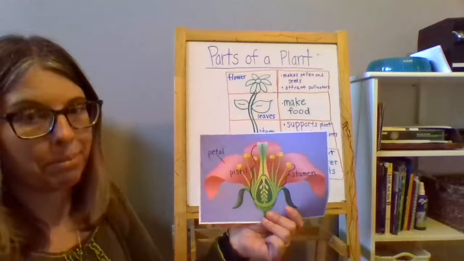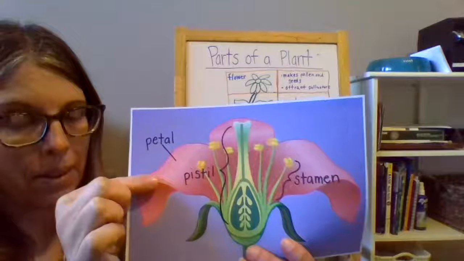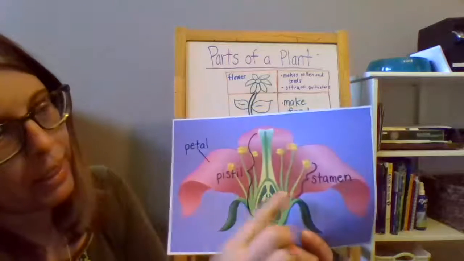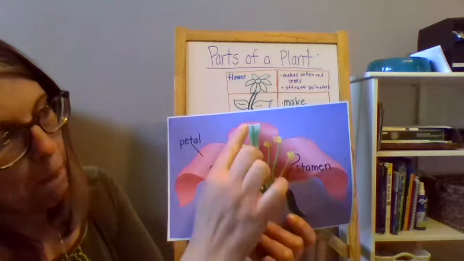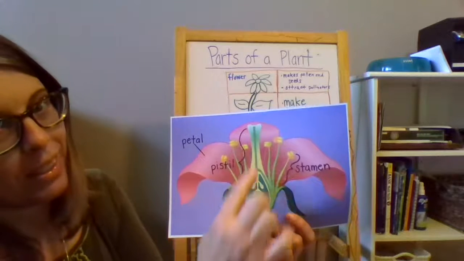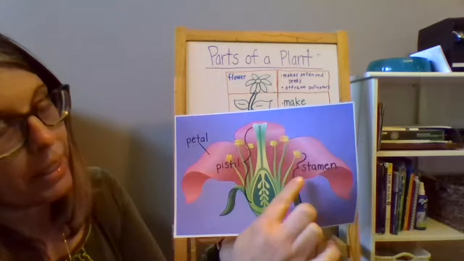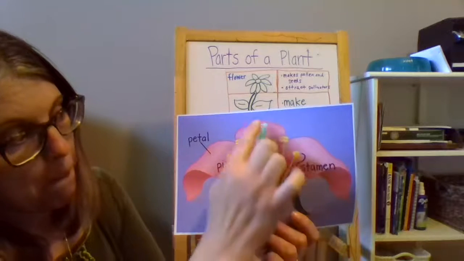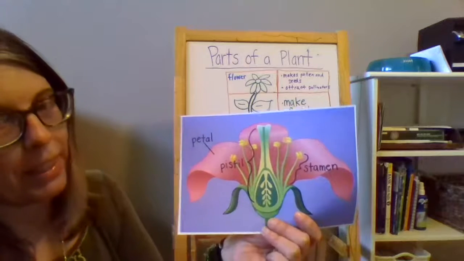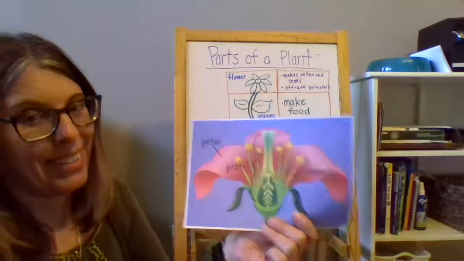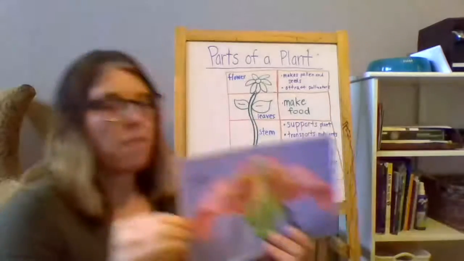Okay? So petal, let's say that, petal. Stamen, let's say that together, stamen. Pistil. Pistil. Petals attract pollinators. Stamens produce pollen. The pistil receives pollen to make the seed. Okay, so I want you to try and remember those three parts of a flower.